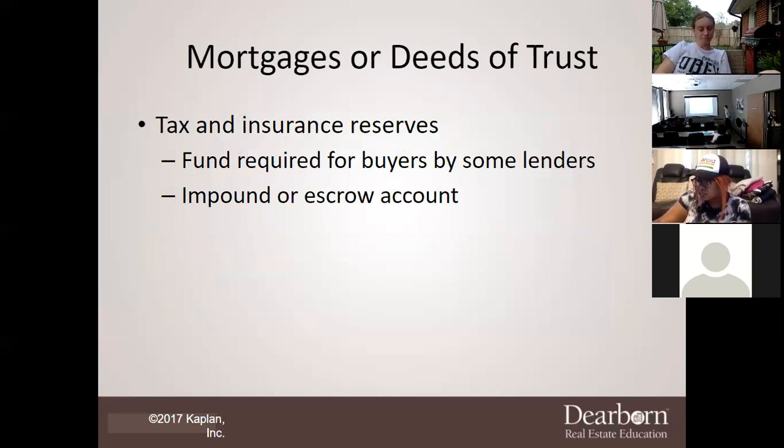Taxes and insurance reserves. Taxes and insurance reserves are a fund required by some lenders, who can impound them or use an escrow account. So you're going to pay your taxes how many times a year? 12 or twice?